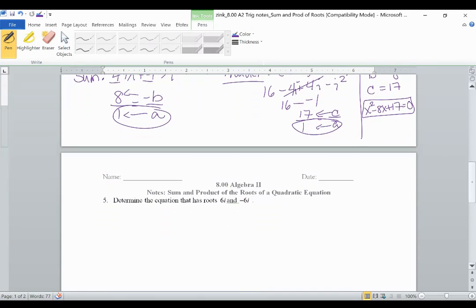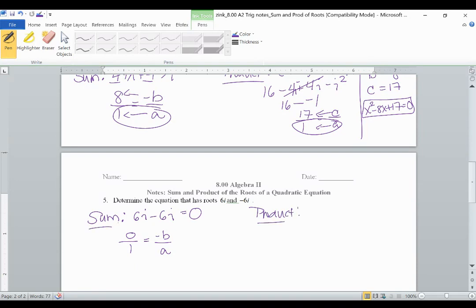Number 5. We again have an i in our roots, so I want you to go straight to sum and product here. So let's find the sum of these two roots. 6i plus negative 6i, that gives me 0. So 0 over 1 is equal to negative b over a. And then find your product.